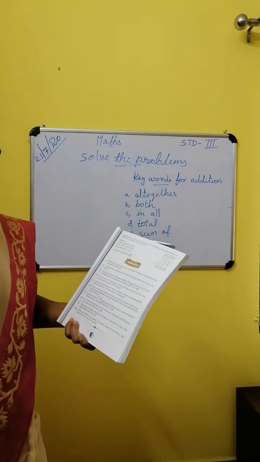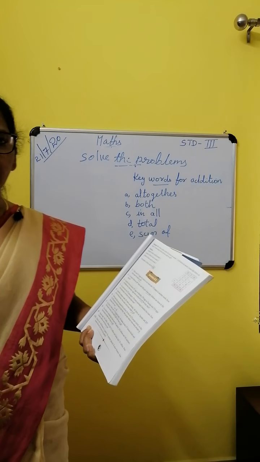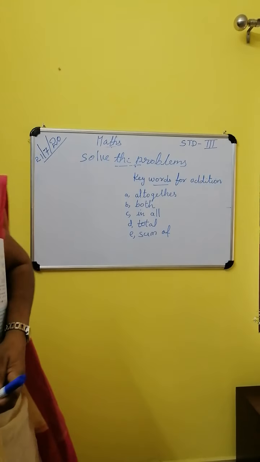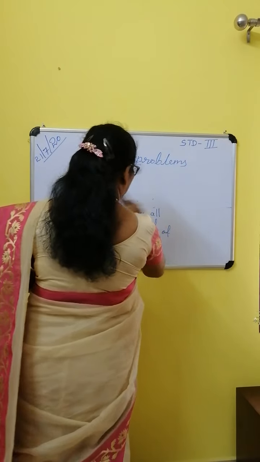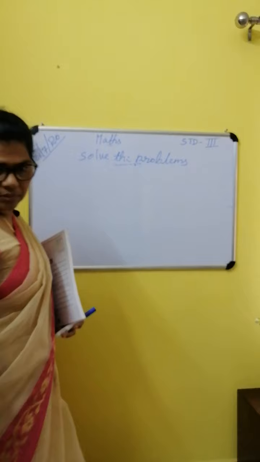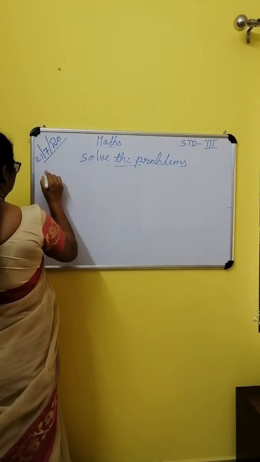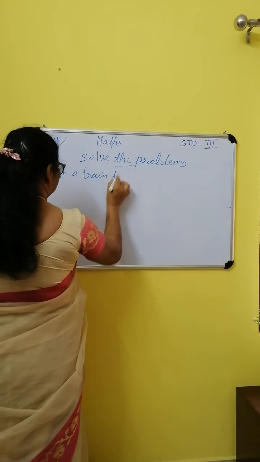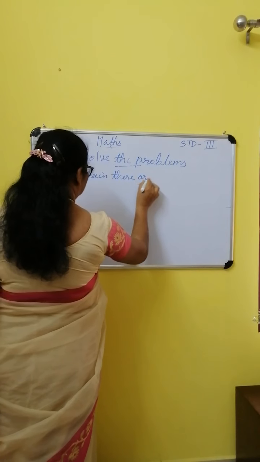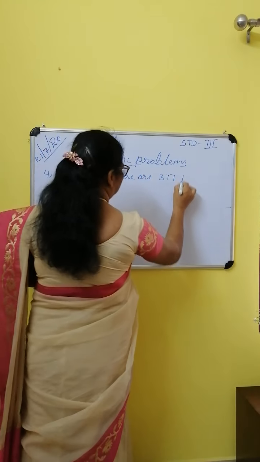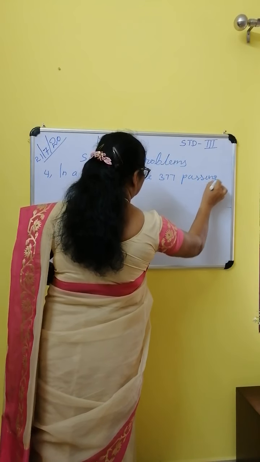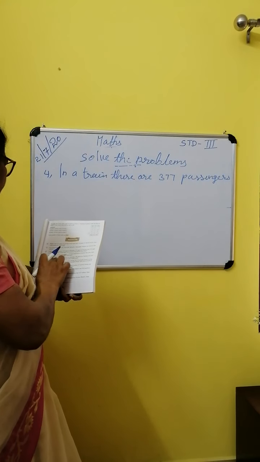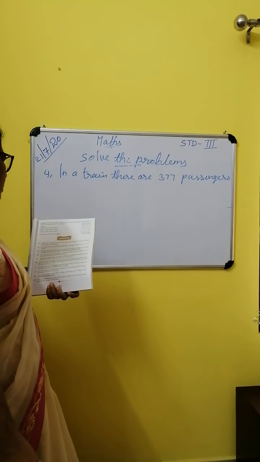In a train, there are 377 passengers. 290 more passengers boarded the train.